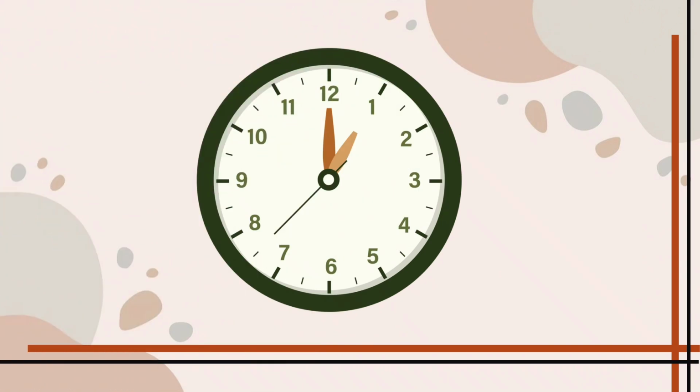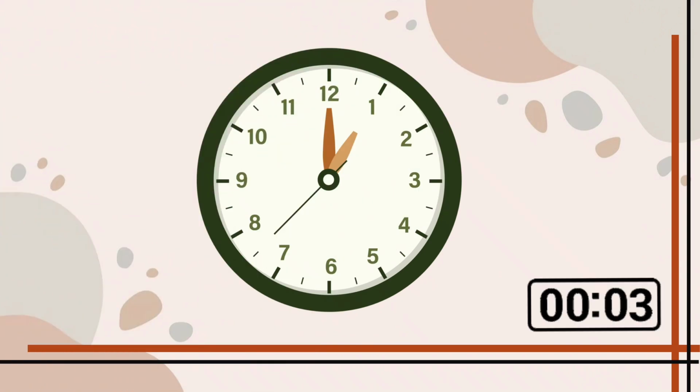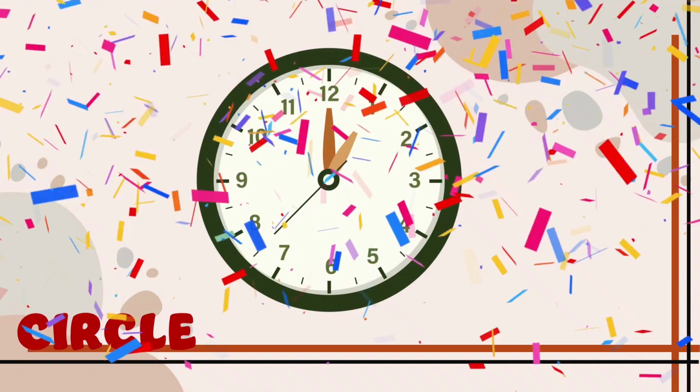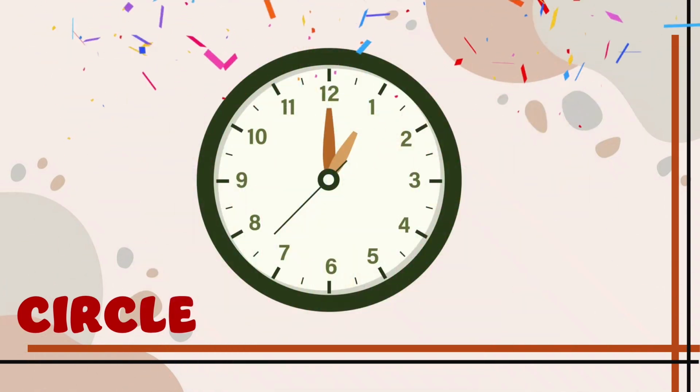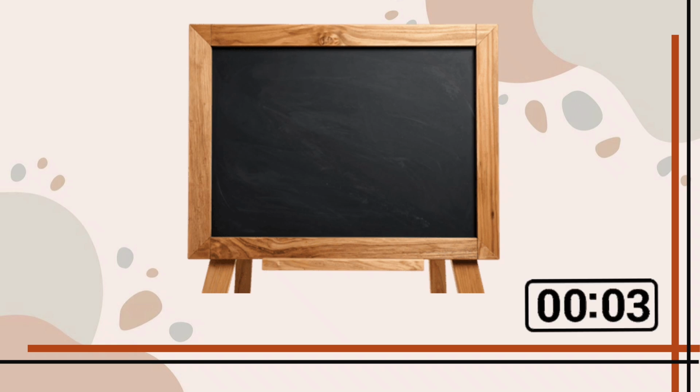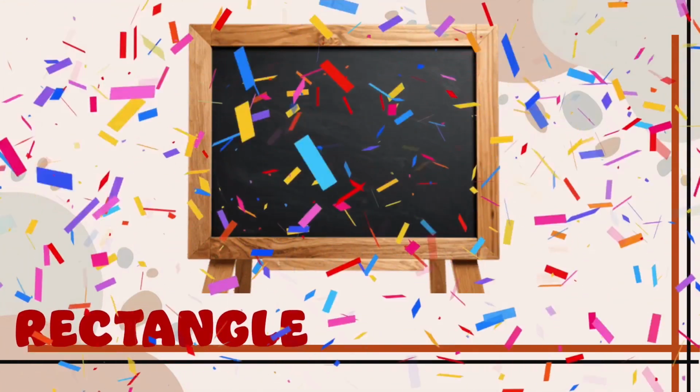What is the shape of this clock? Yeah, it's a circle. Do you know the shape of this marble? Yeah, it's a square. Can you name the shape of this blackboard? Correct, it's a rectangle.